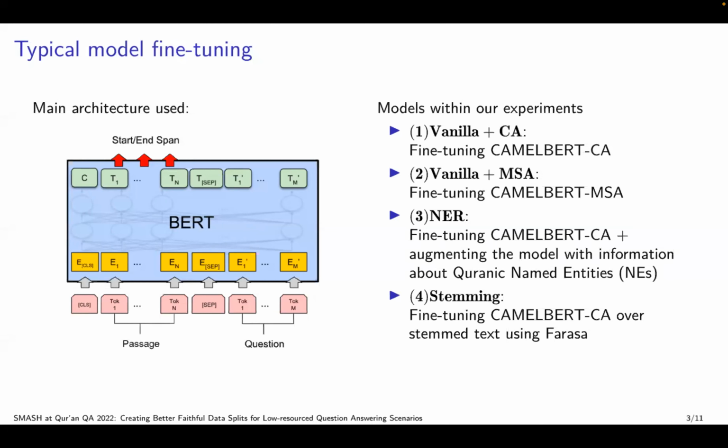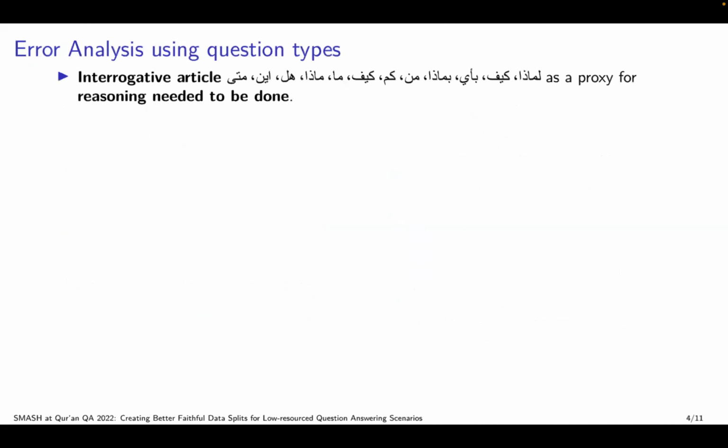And then we tried to augment the model with more information, like giving it information about named entities or stemming the text using Farasa before actually feeding it to the model. But in the end, we just went with vanilla fine-tuning of Camel BERT classical Arabic without ensembling as our main model for this shared task.